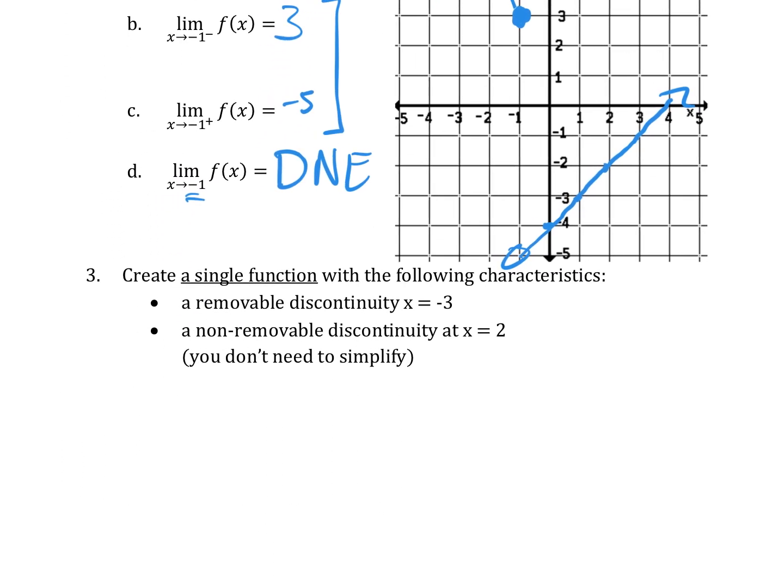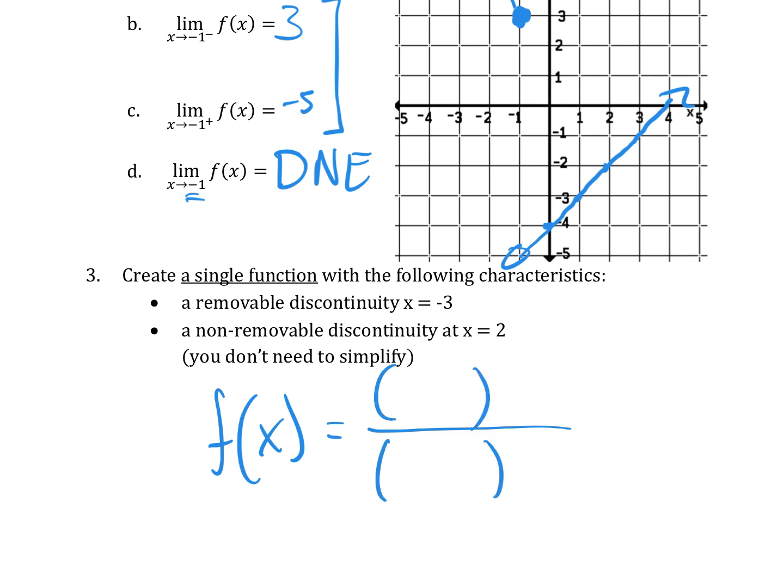All right, here's a good one. Let's create a single function so that we have these things. We've got a removable discontinuity at x equals negative 3. Well, if it's removable, that means that we have a factor that cancels. So we've got to have x plus 3, and it needs to be on top and bottom. We have a non-removable discontinuity at x equals 2.